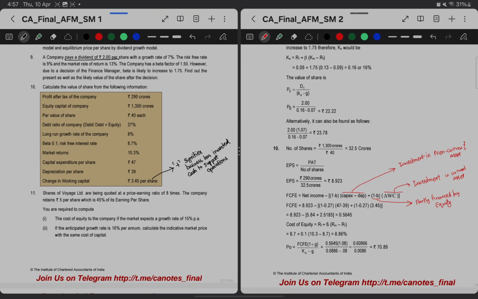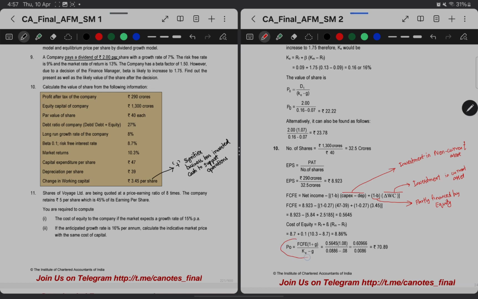Practical question 10. Calculate the value of share from the following information. So they have given a set of information. Using that we have to calculate the value of share. So the set of information signifies that through free cash flow to equity, through that method we have to find out the free cash flow. Then that free cash flow acts as a dividend for the dividend discount growth formula.